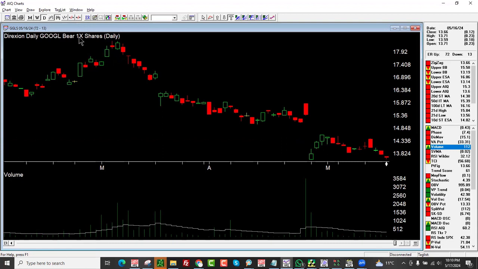Remember, this matches what Google is doing. So again, that's prone to this type of movement here, where Google drops from this level to this level, and the ETF does the equivalent in its price level right here. And if we were to overlay Google on here, you'd see a pretty close comparison on the price chart.